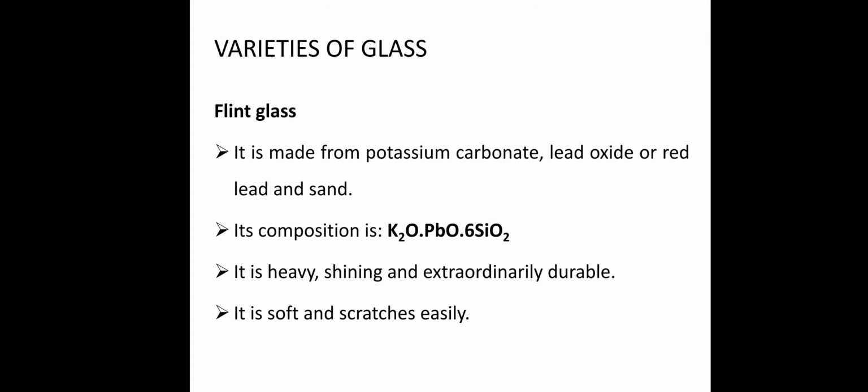Next variety is flint glass. It is made from potassium carbonate, lead oxide or red lead and sand. Its composition is K2O.PbO.6SiO2. It is heavy, shining and extraordinarily durable. It is soft and scratches easily.